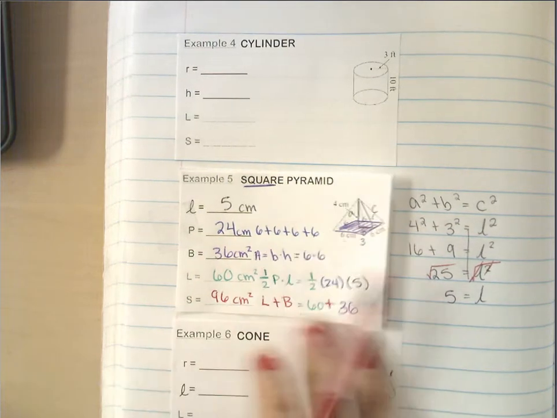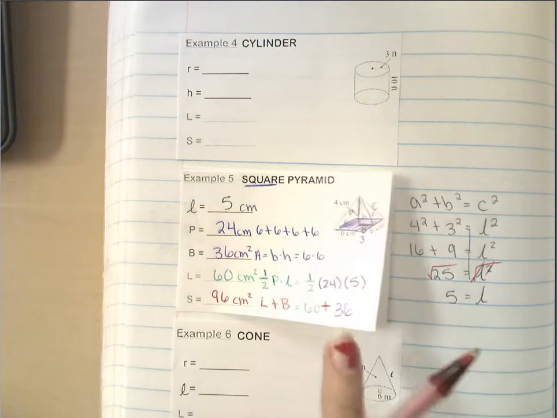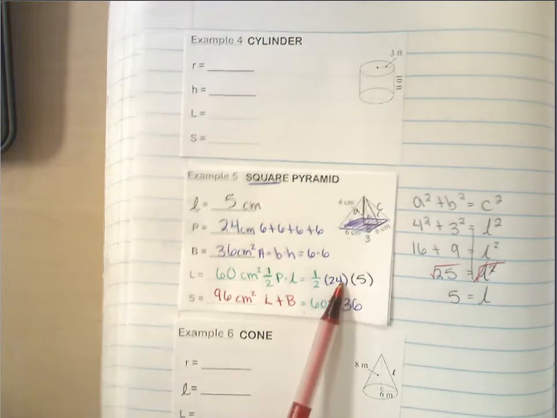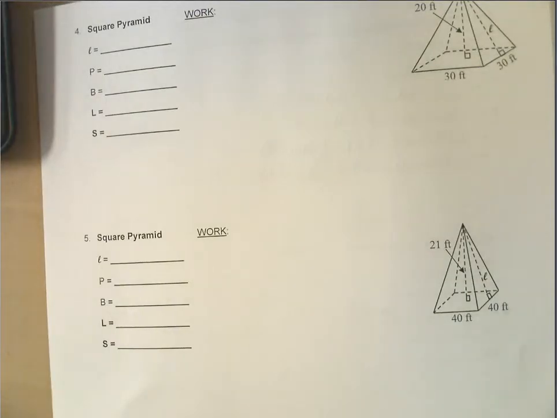Okay. So now I need you to, again, go back to your assignment. And just like I did example number 5, you are going to do the last 3 examples on your first assignment. So do that now.